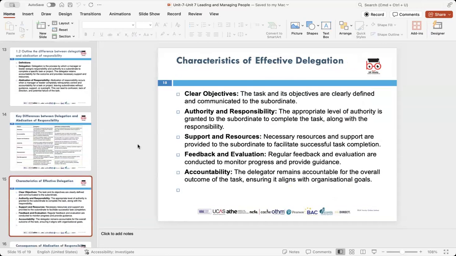Right. Next, characteristics of effective delegation. When we talk about characteristics of delegation, obviously we talk about clear objectives, authority and responsibility, support and resources, feedback and evaluation, accountability.